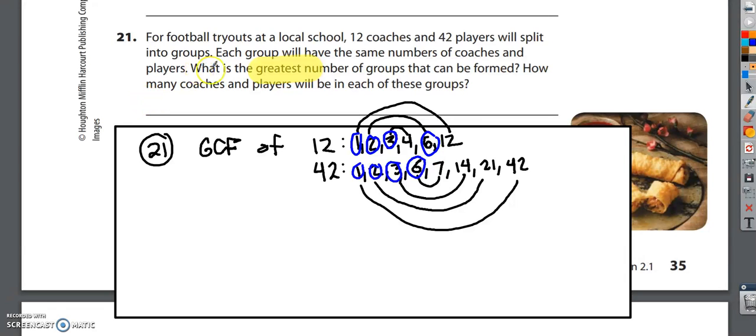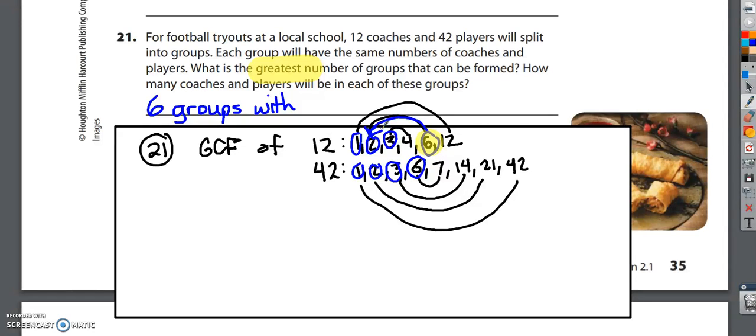Because the first question, what is the greatest number of groups that can be formed? 6 groups. Now let me show you how you can use the rainbow method to answer the second question. The second question asks how many coaches and players will be in each group. So check out how we identified that the answer is 6. Well, check out 6's partner. I'm going to draw an arrow from 6 to its partner.